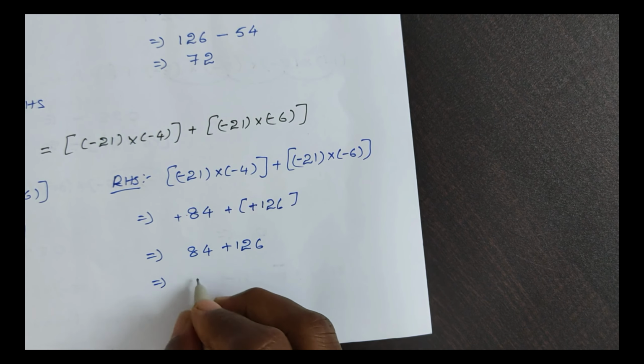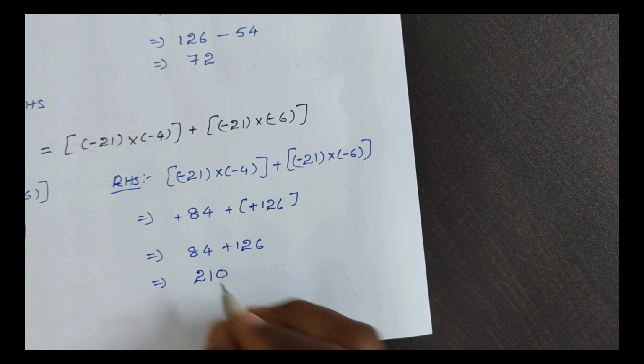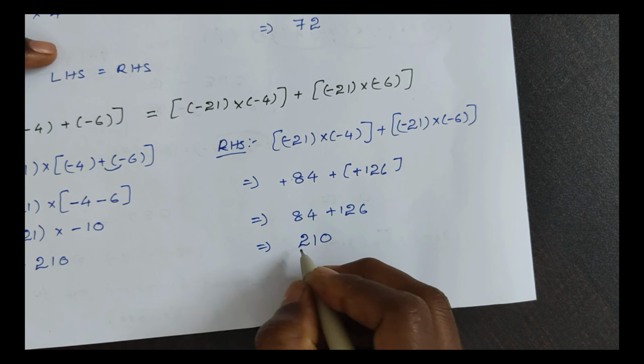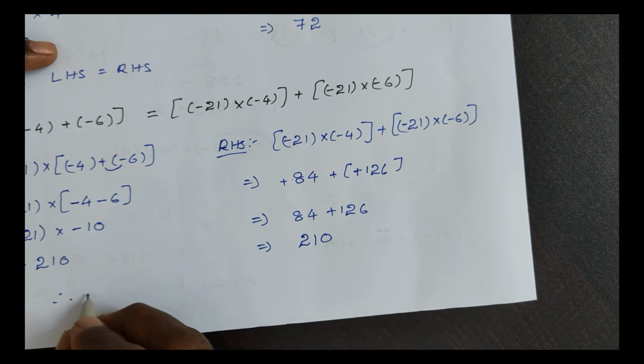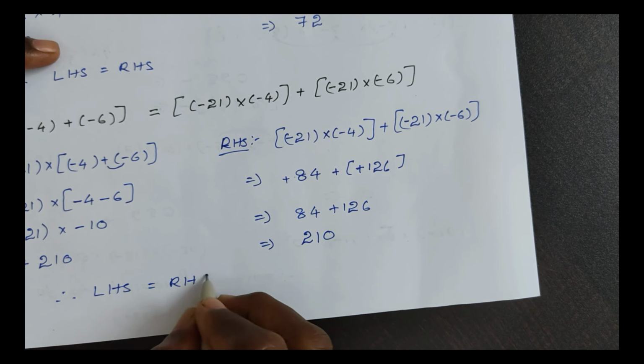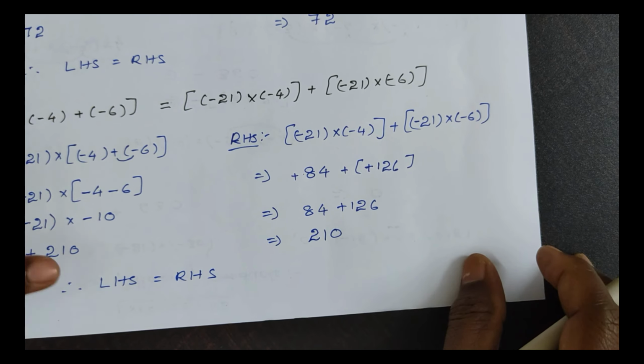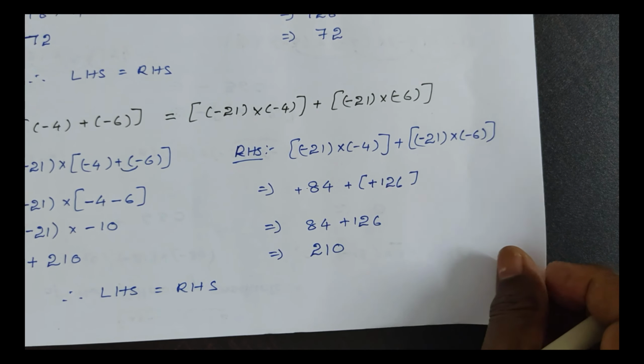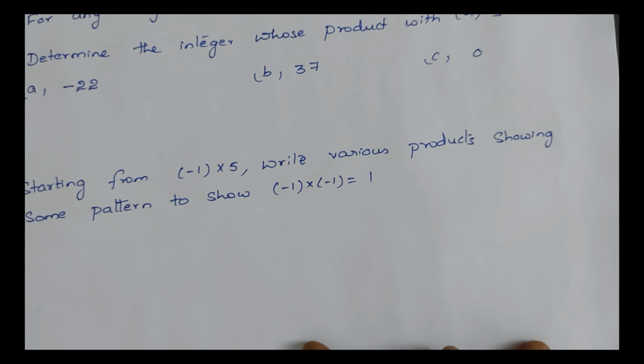It simply gives you 210. See, both sides 210. Therefore, LHS is equal to RHS. Yes. So these three dots, it represents therefore. Clear? Now moving on to the third question.